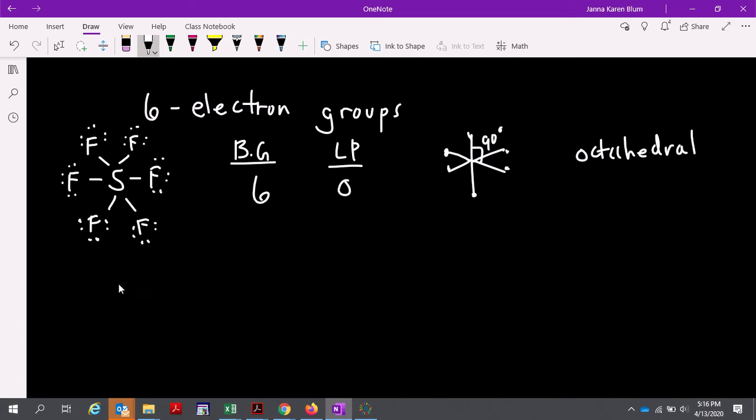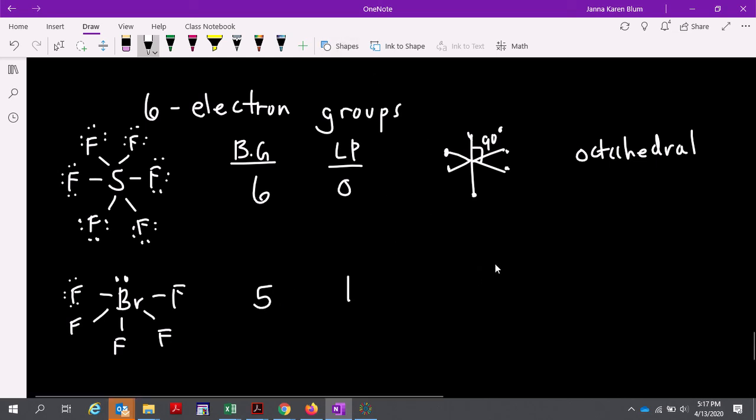And then my example here with 1 lone pair is bromine pentafluoride. I've got bromine again. I could show all these lone pairs, and it's good habit to do that, but just in the interest of time, I'm going to just not show them, but just remember that they are there. This is 5 bonding groups, 1 lone pair.